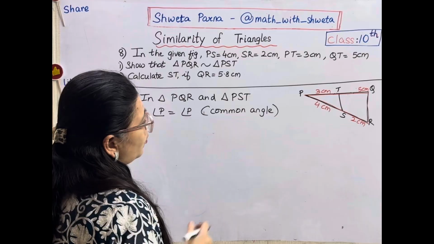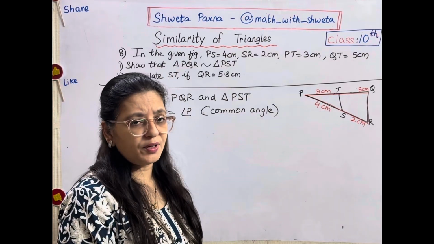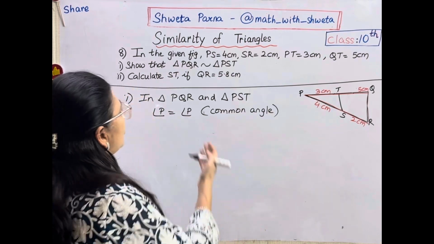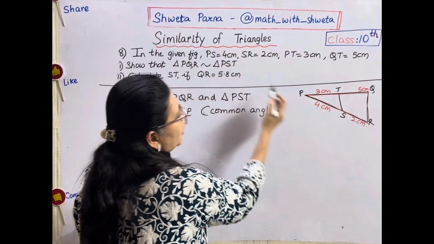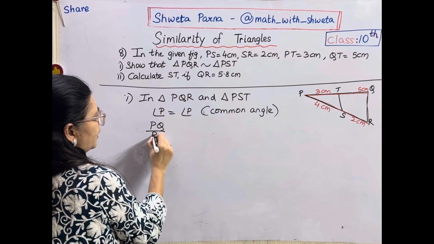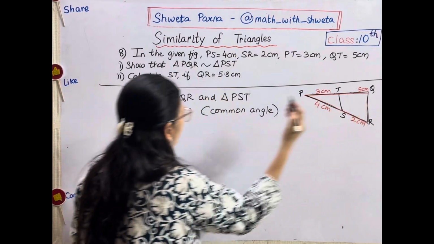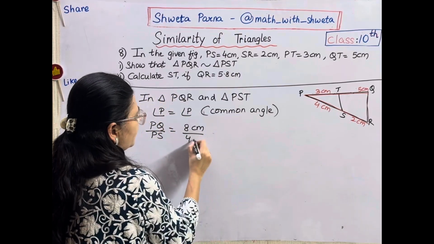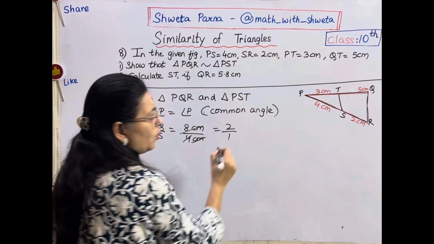Second, now what information is given? The sides are given to you, right? That means the second information would be based on the sides. So now, is PQ given to you? Yes. We can take PQ upon PS. What is PQ? This is 3, this is 5. So PQ is 8 centimeter. PS is 4 centimeter. That means this will be 2 upon 1.